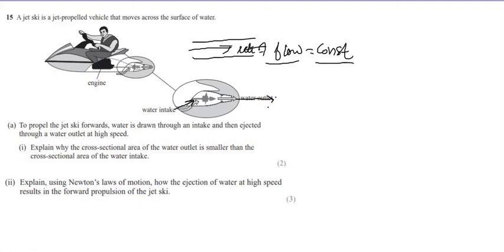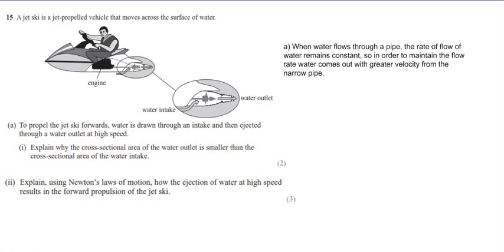That's how you can write the answer. When water flows through a pipe, the rate of flow of water remains constant. So in order to maintain the rate of flow, it should have greater velocity from the narrow pipe. Part two: explain using Newton's laws of motion how ejection of water at high speed results in the forward propulsion of the jet ski. It is the typical question of Newton's law.